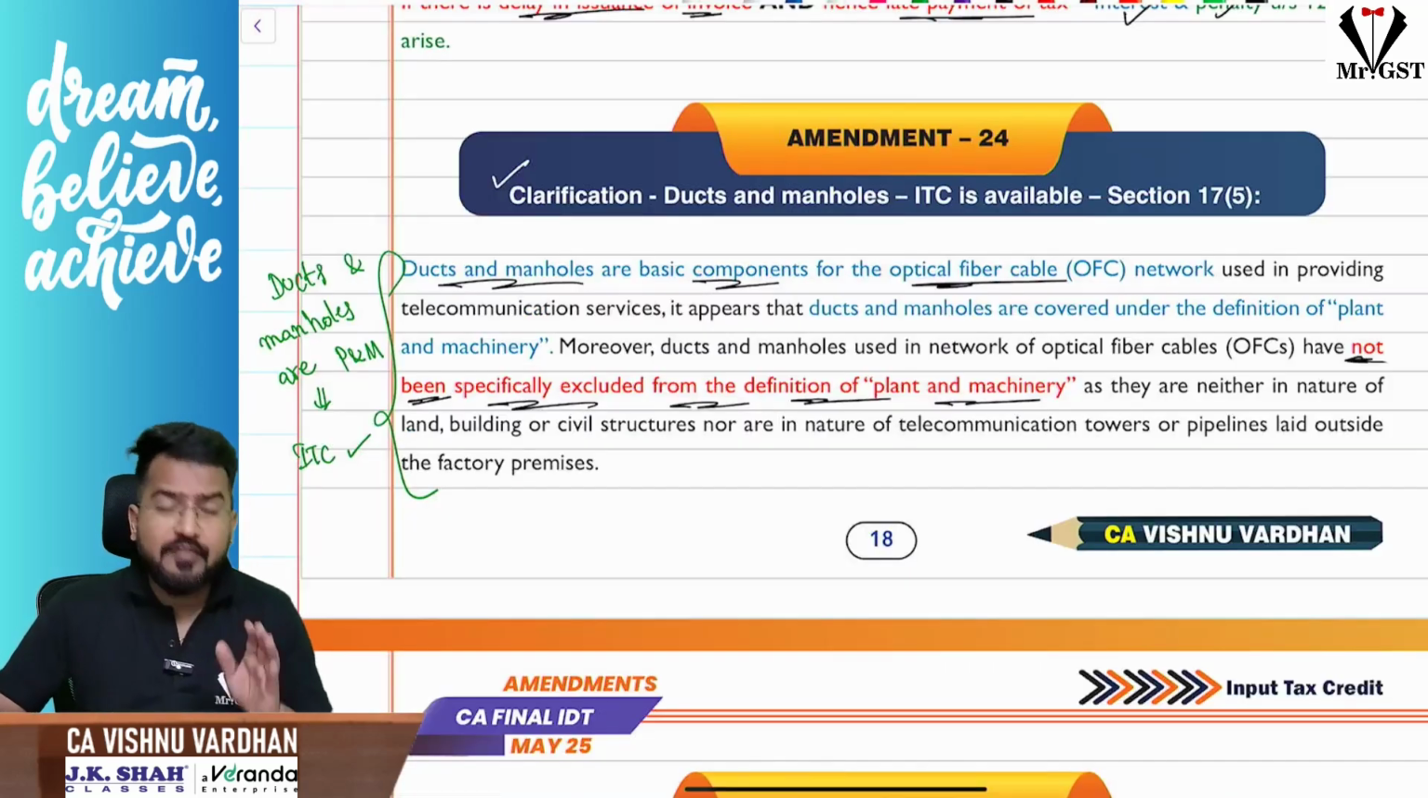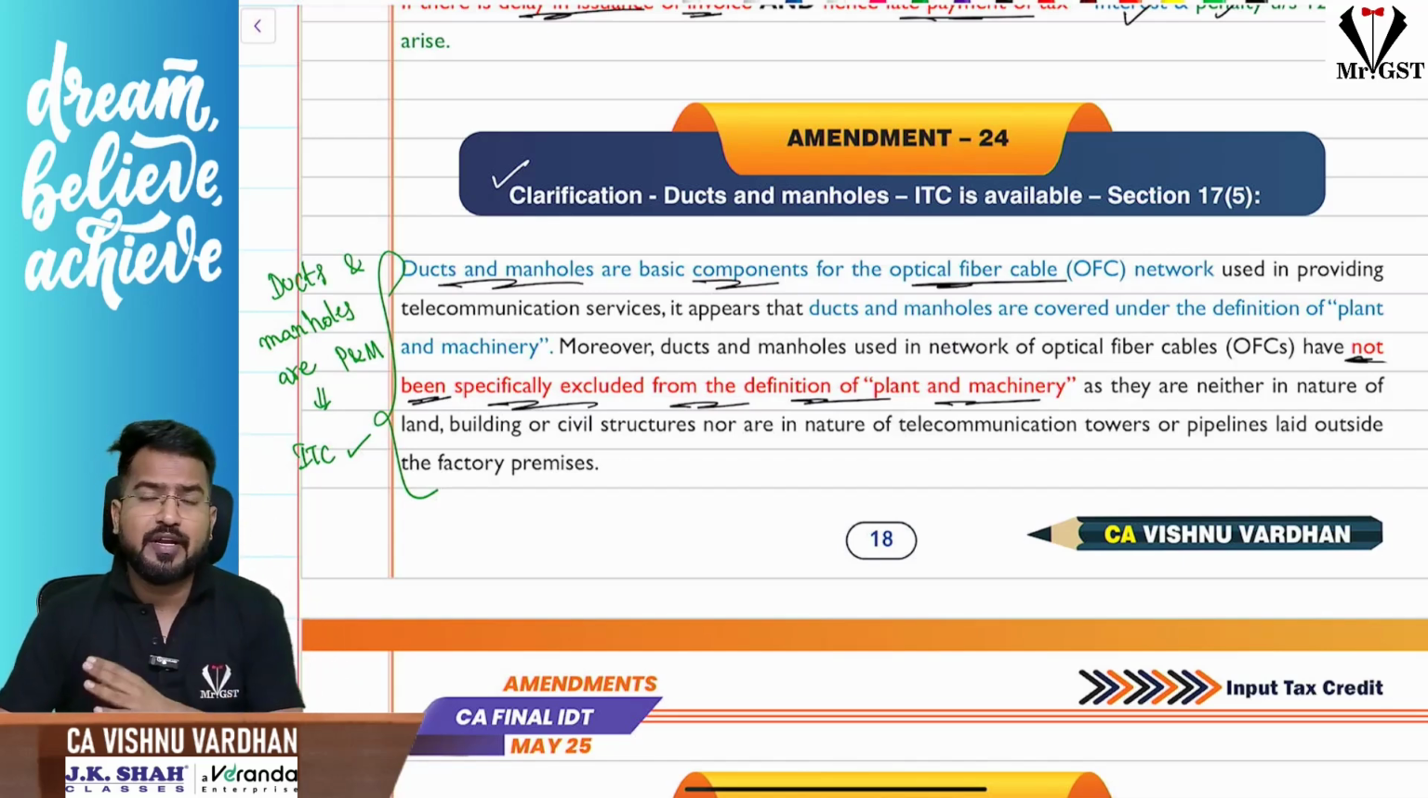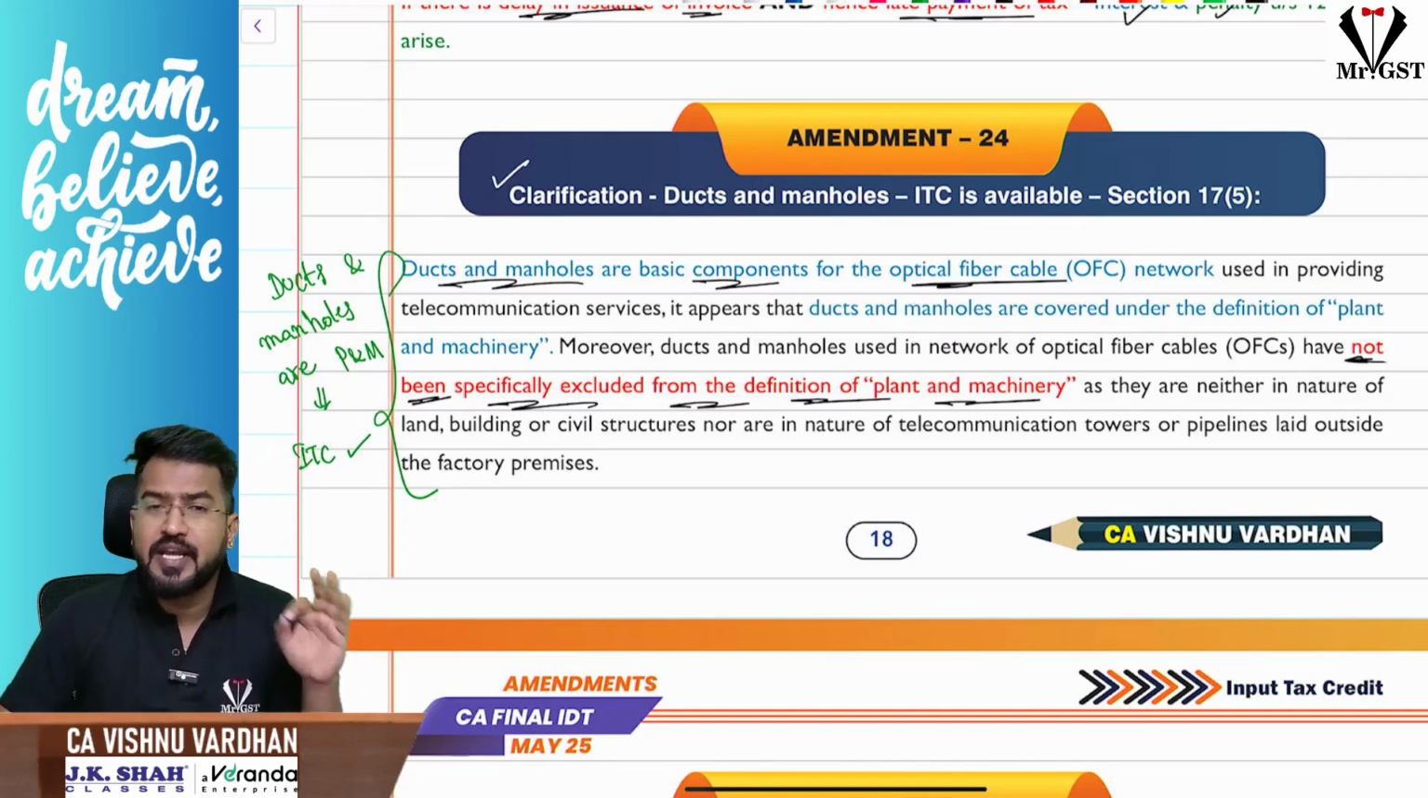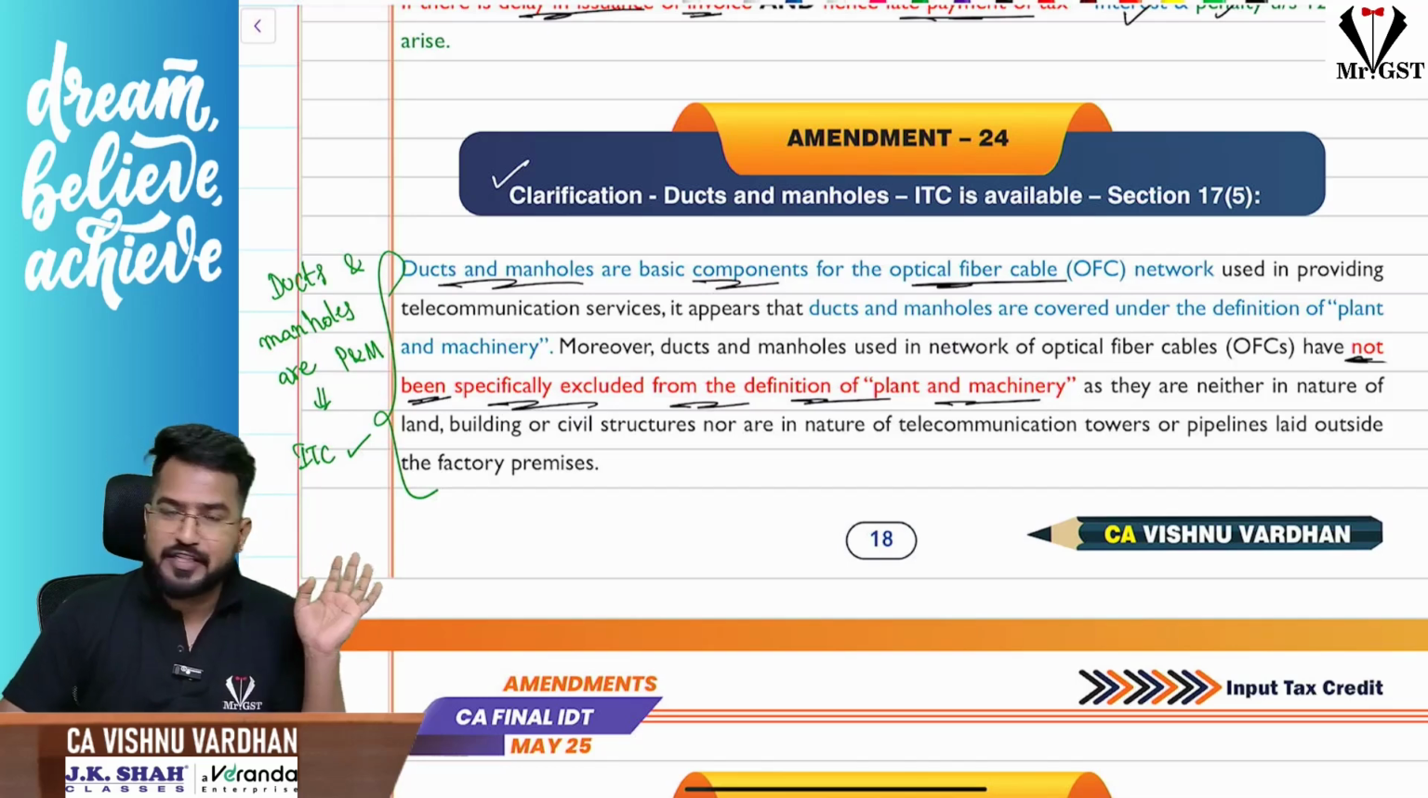Whether ITC is available on ducts and manholes used in the construction of optical fiber cable networks? The answer is yes. Ducts and manholes are treated as plant and machinery, and hence if you are purchasing them for construction of an optical fiber cable network, you can avail ITC on them.